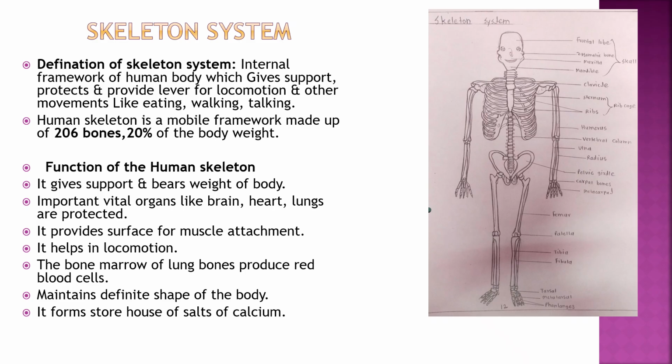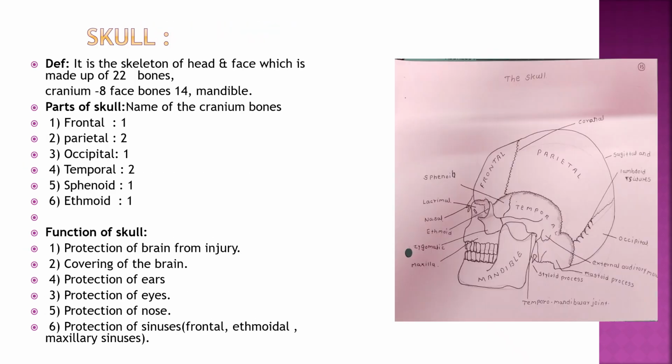So the human skeletal system is made up of mainly 206 bones, and it is 20% of the body weight, and the main function is to give support, form the locomotory functions, then it gives muscle attachment, and there is marrow in the long bones, so that helps for erythropoiesis and other blood cell production, and it maintains the shape of the body. So first part is skull.